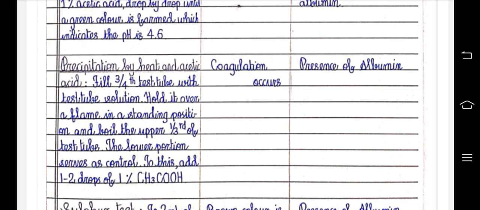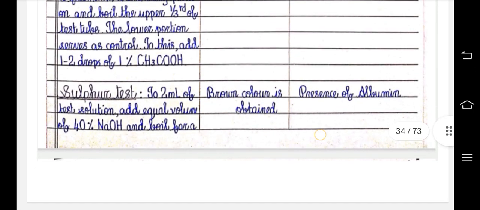How to do this? Fill three-fourths of the test tube with the test solution, then hold it over a flame in a standing position and boil the upper one-third of the test tube. The lower portion serves as a control, and add 1 to 2 drops of 1% CH3COOH. Coagulation occurs. CH3COOH is acetic acid. Presence of albumin.